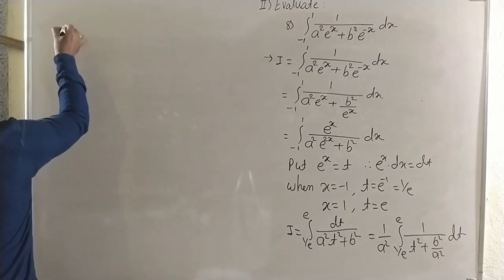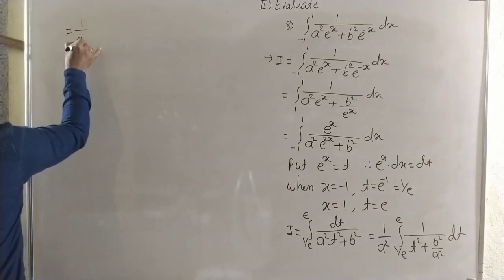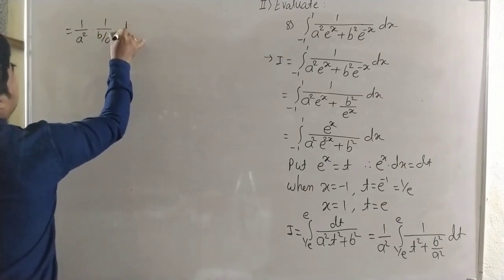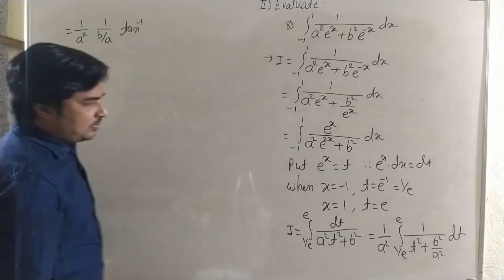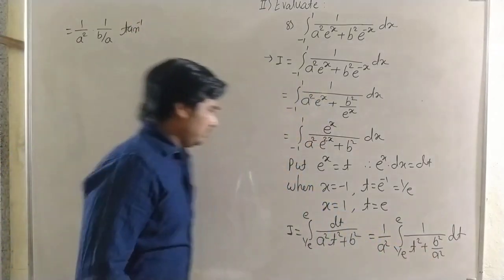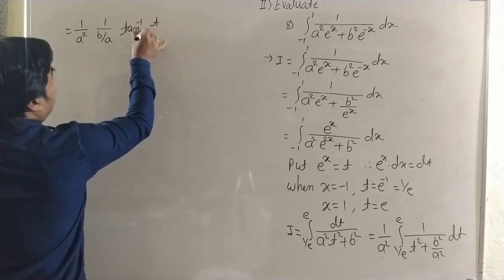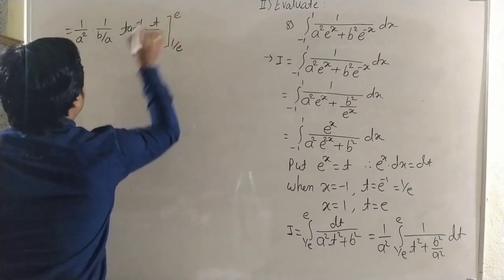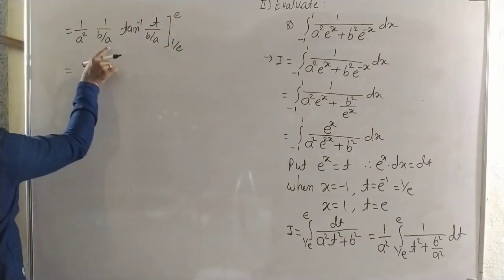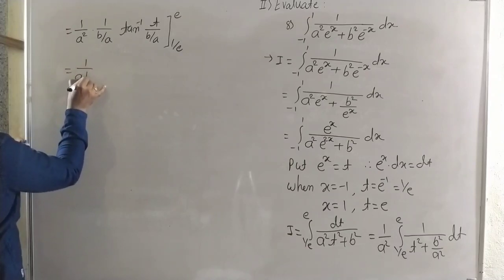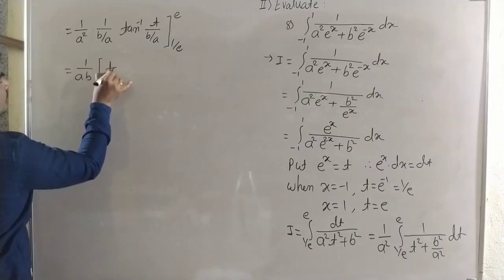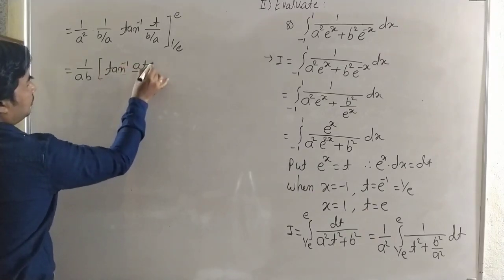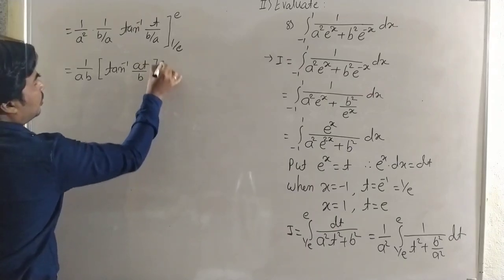Then the integral is 1 by a square into 1 by b by a, tan inverse of x by a, that is t upon b by a, with limit 1 by e to e. Then calculate: the a gets cancelled, it is 1 by a into b, tan inverse of at upon b, limit 1 by e to e.